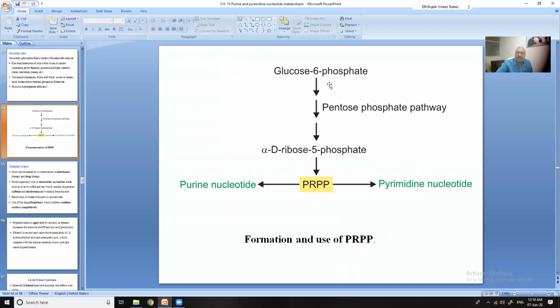Glucose 6-phosphate, then through the pentose phosphate pathway, we are getting alpha D ribose 5-phosphate, and then through the enzyme PRPP, purine nucleotides are formed, pyrimidine nucleotides are formed, right? And if I told you purine nucleotides are giving us uric acid, okay, so if this enzyme is defective, then fewer purine nucleotides are produced.